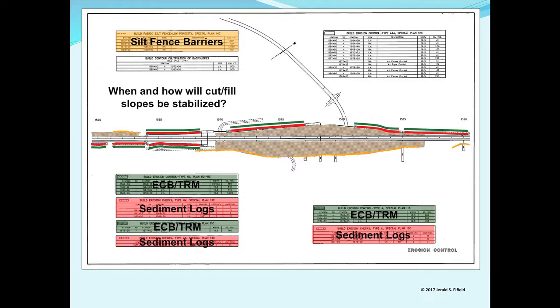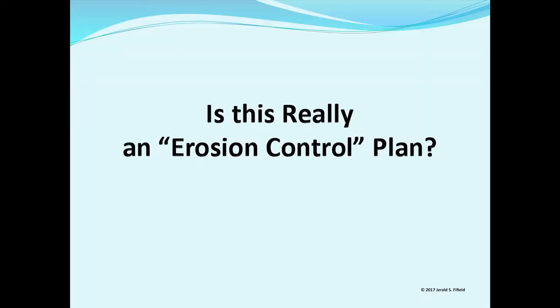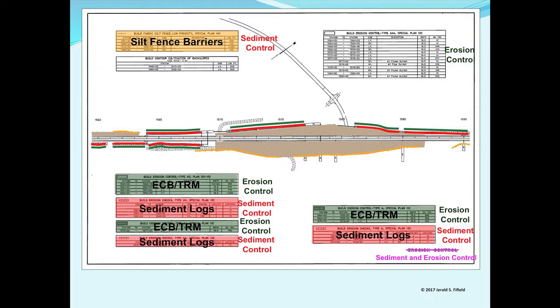Okay. And then when and how will those cut and fill slopes be stabilized? What type of material? I see nothing on here that illustrates it. So is this really an erosion control plan? We got just the erosion control blankets and TRMs that are the erosion control. The rest of them are all sediment control. Like I said, I'm nitpicking it a little bit, but I want to get the right terminology out there. I would call this a sediment erosion control plan or erosion and sediment control plan.